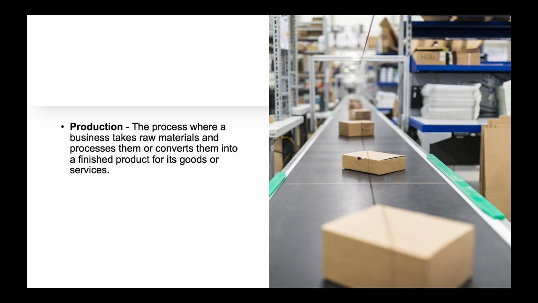Production. Production is the process where the business takes raw materials and processes them or converts them into a finished product for its goods or services. Meaning you take the input and produce the output. There is something called product differentiation. It happens when a company creates a unique difference in its products to attract customers and make them buy.